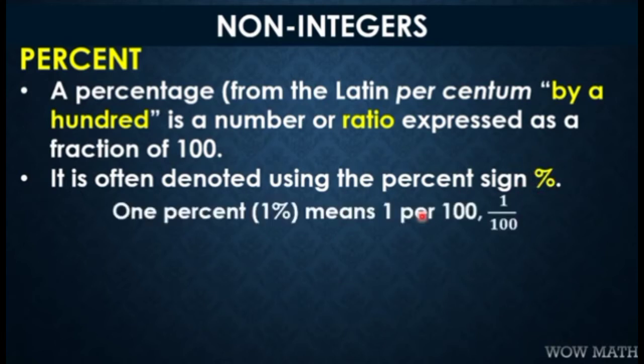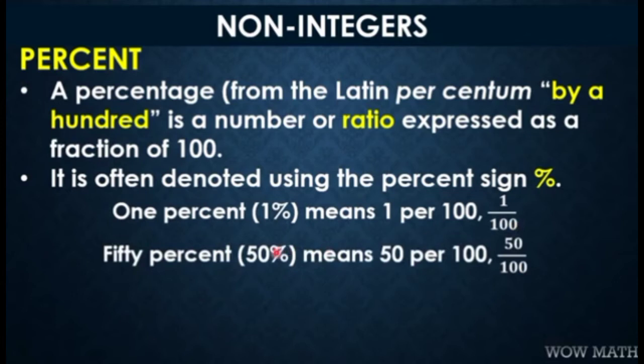Okay, let's have an example. If I have here 1%, this is how we write 1%. This means 1 per 100 because percent means by 100. So 1%, 1 per 100. If we're going to express this as a ratio, that is 1 over 100. So we have here a over b. So this is a rational number. Now, 50% means 50 per 100. So that is 50 over 100. We have a and b, a over b. So this is a rational number.